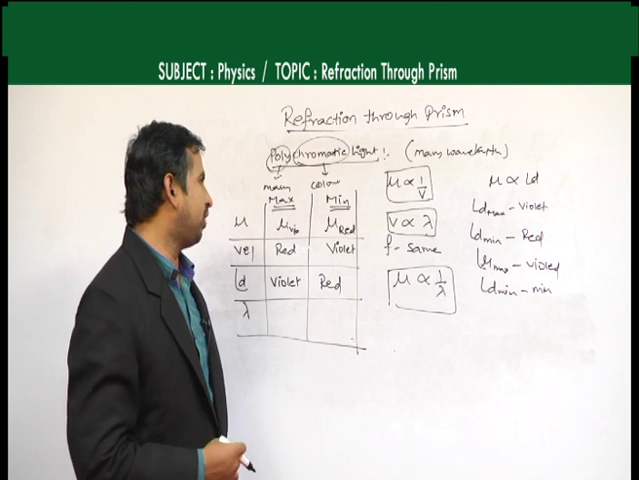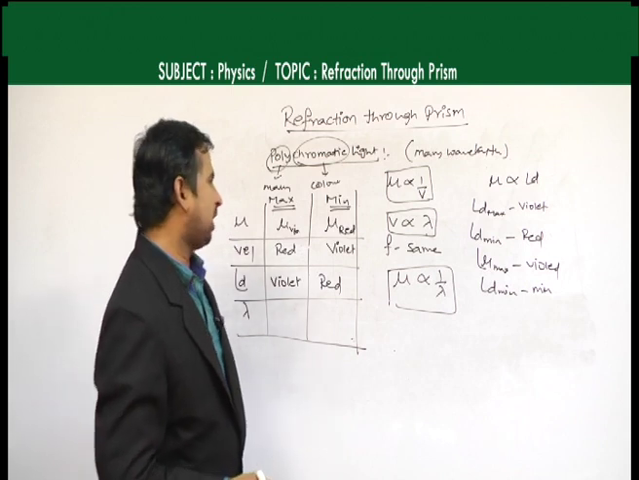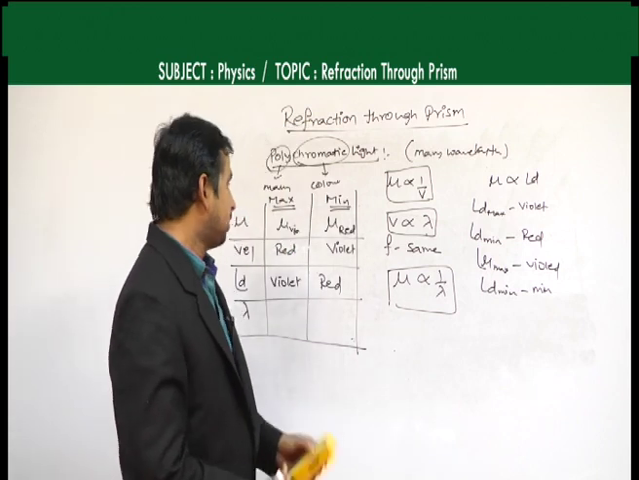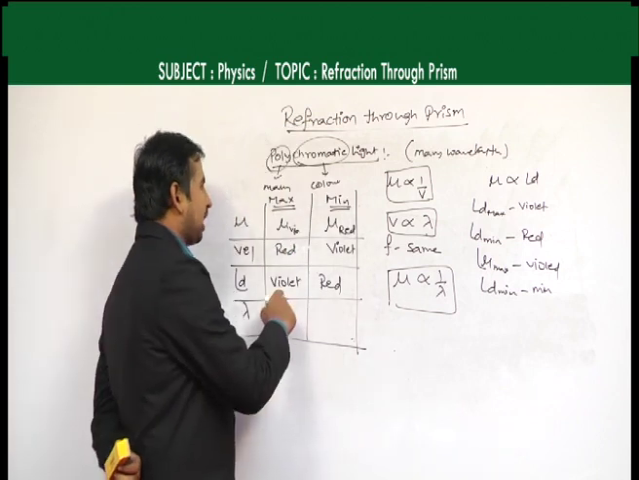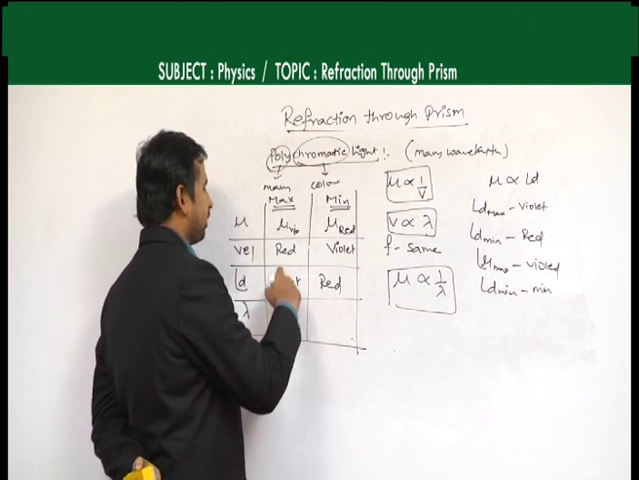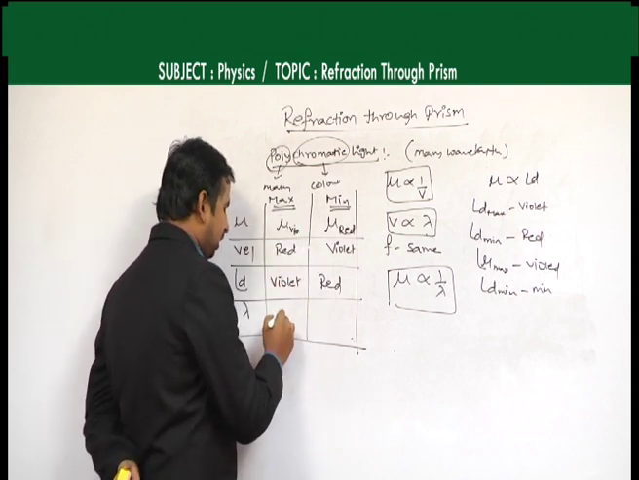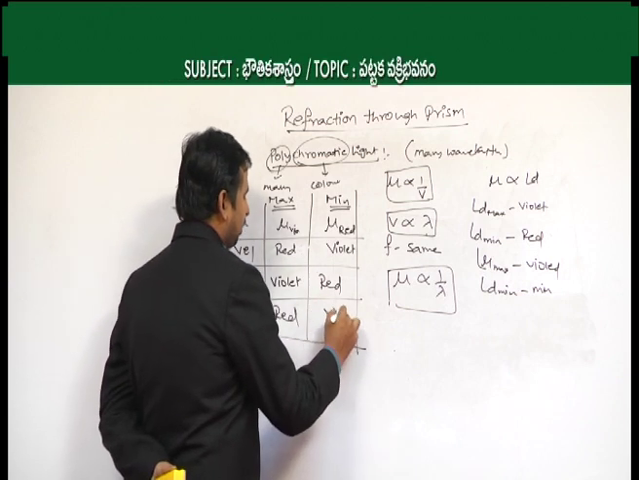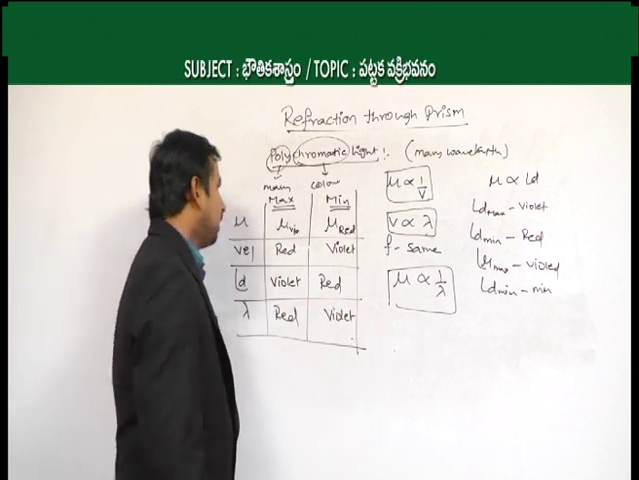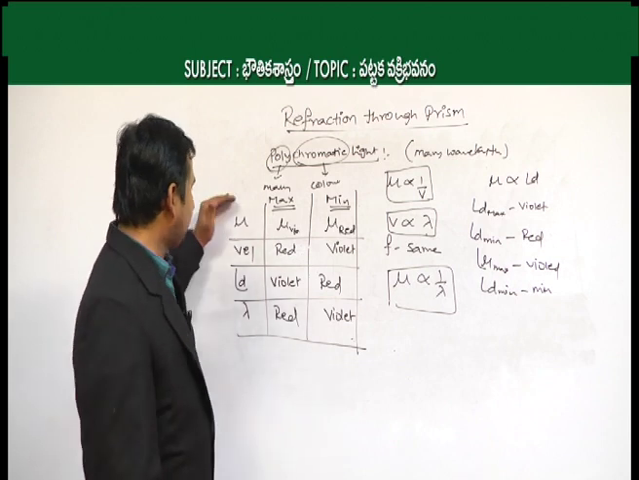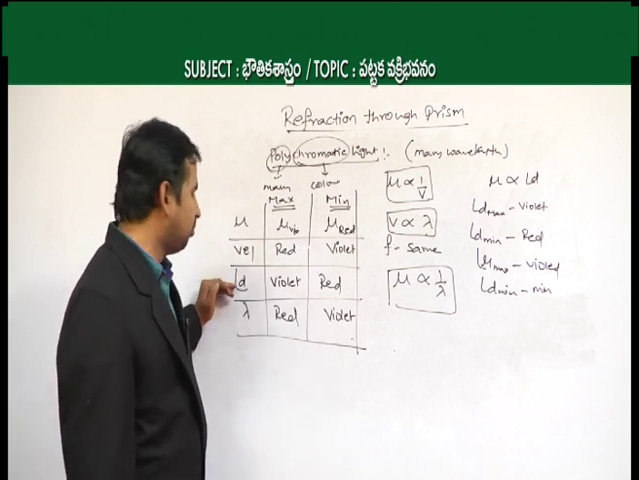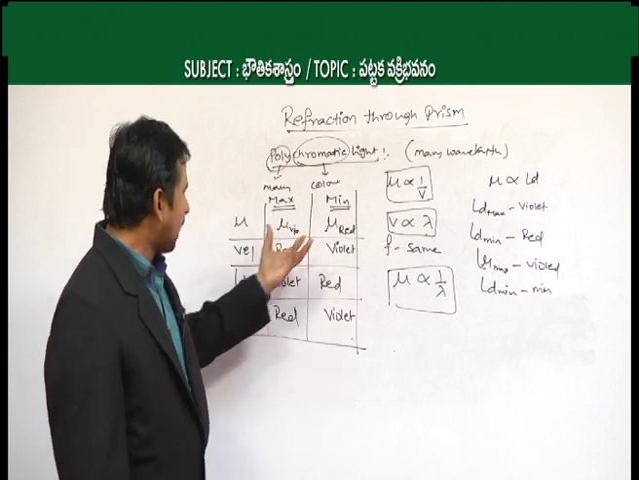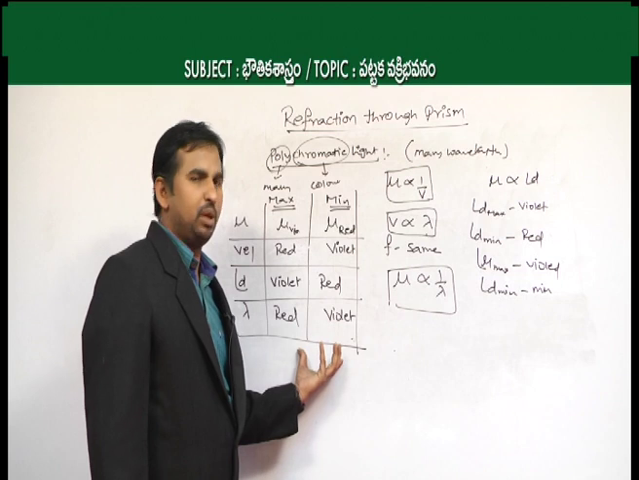And next we have the wavelength. We know that the velocity and the wavelength are directly proportional to each other. So as violet has the maximum deviation and red has the maximum velocity, the wavelength is maximum for red color and minimum for violet color. Like this, if you arrange the refractive index, velocity of light in the given medium, deviation and wavelength, we have different maximum and minimum values.